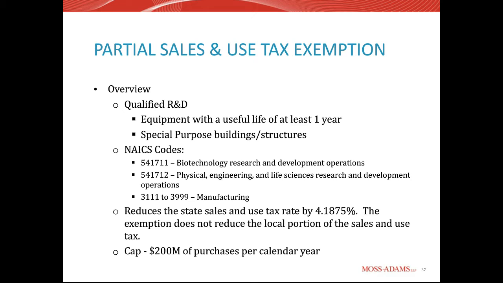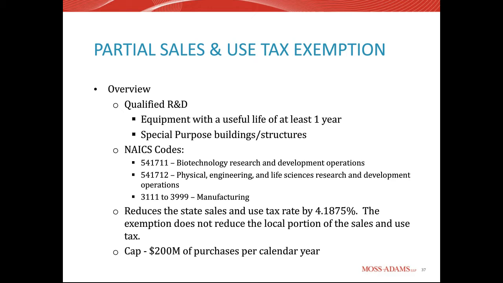541711, which is for research and development in biotechnology, 541712, research and development in the physical, engineering, and life sciences, and 3111 through 3399, which are manufacturing activities. This exemption applies to purchases or leases of equipment that have a useful life of at least 1 year. So unlike the R&D credit, consumable items do not qualify for this partial exemption.